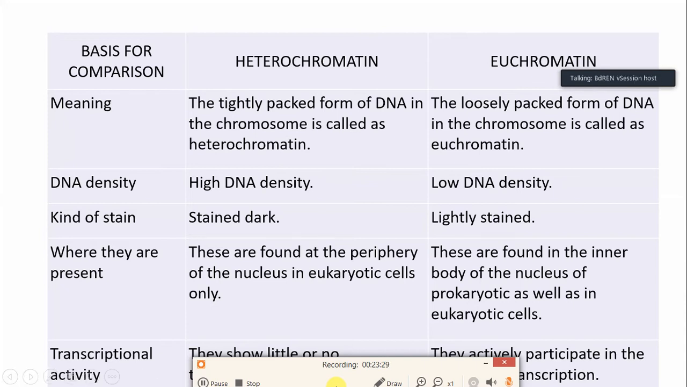Transcriptional activity: they show little or no transcriptional activity. They actively participate in the process of transcription. Actually, it's true that they are not friendly in transcriptional activity or to form protein, but they are friendly to initiate the transcription or translation process.